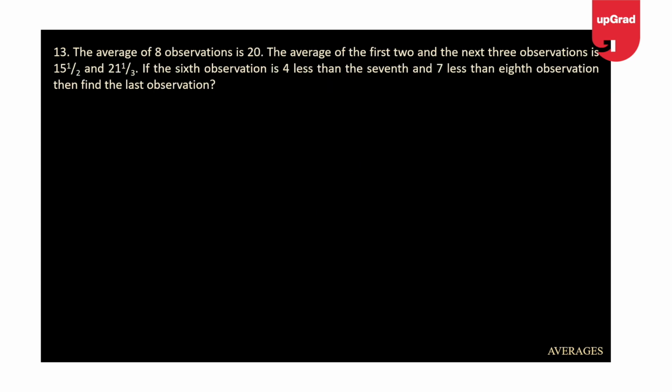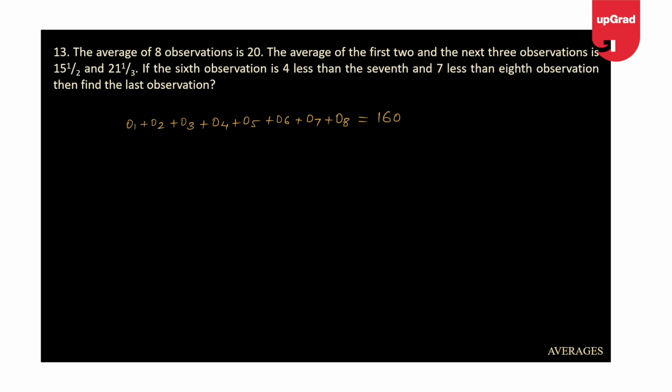Let's look at one last question. The average of 8 observations is 20, which means let's take some observations. Let me take O1, O2, O3, I'm just going to write all of them, O4, O5, O6, O7, and the final one, that is O8. The average is 20, so I'm just going to write the sum directly, which is going to be 160, that is 20 multiplied by 8. By now you should be very comfortable in writing this statement.